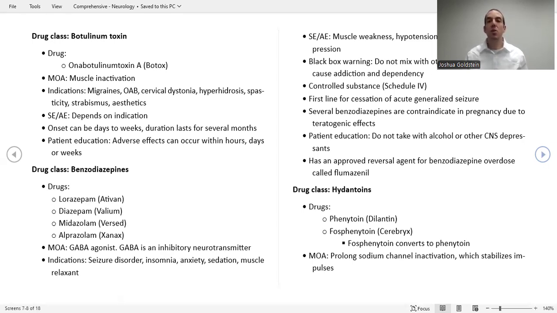Next drug we have are the hydantoins. This would be something like phenytoin or fosphenytoin. You might know the brand names Dilantin or Cerebyx. These medications prolong sodium channel inactivation.